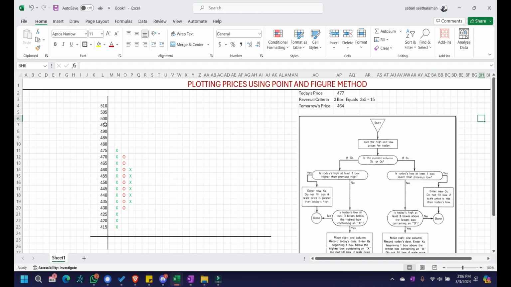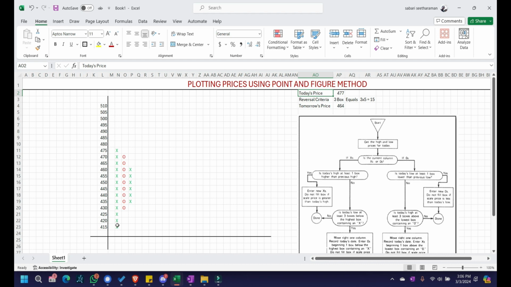For example, this is the y-axis, this is the x-axis. In the y-axis, we have price. For example, we are plotting for Microsoft. Consider today's price for Microsoft is 477. Yesterday's price was 470. What is the box size here? It's incremented in $5. So the box size is $5 here.